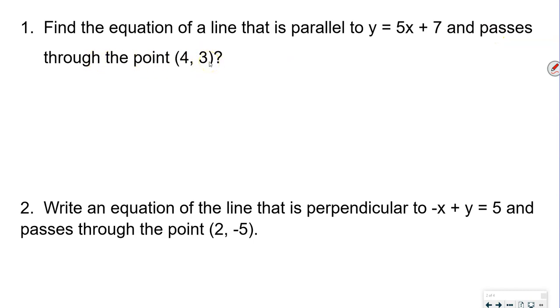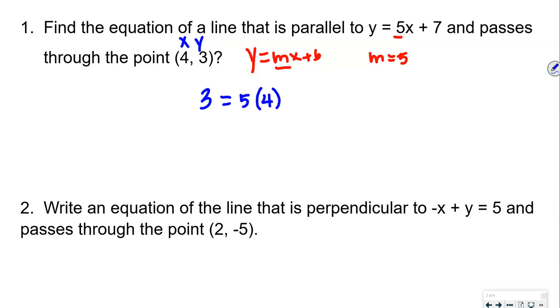So what we have to do first is pull the slope, and hopefully you remember when we have the equation y equals mx plus b, m is our slope, so that would be our slope. So m is equal to 5, and then we're going to label the x and the y of the point we go through, and then we're going to put them back in that equation y equals mx plus b. We're going to solve for b, and we're going to put our m back in. Okay, so when we do that, we have 3, that's our y, equals 5 times 4 plus our b.